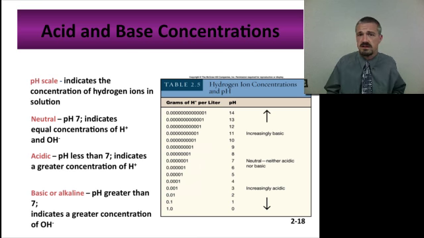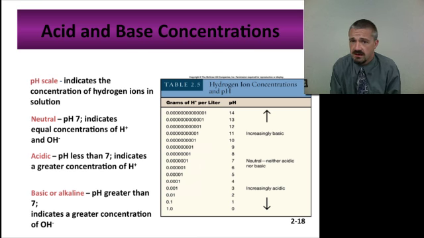A 5 on the Richter scale is a particular strength. 6 is 10 times worse. 7 would be 100 times worse. 8 is 1,000 times worse. It's a similar thing here. So acidic pHs are anything less than a pH of 7, and the closer it gets to 0 on the scale, the more acidic it is going to be.